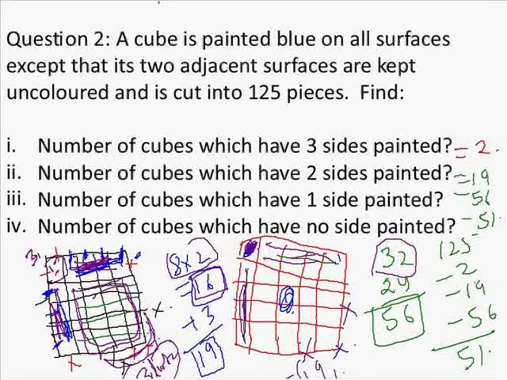This corner is painted on two sides. So one slice there will have 8 painted. They are in between; there are 3 slices. So 8 into 3 makes it 24. So that total comes to 56. And for the last one, we subtracted each one from 216 and we got 125, and we got the answer.